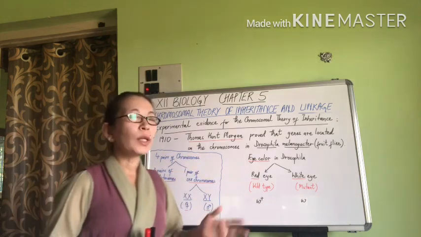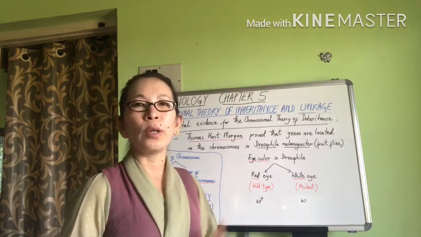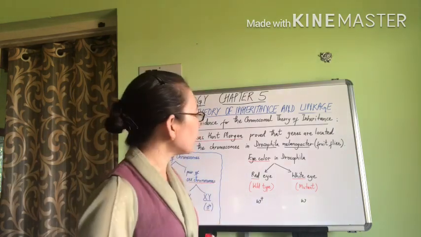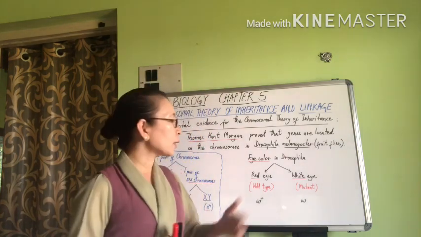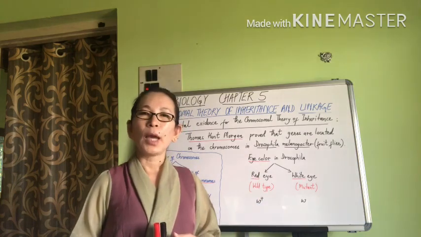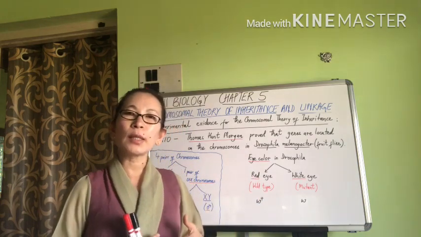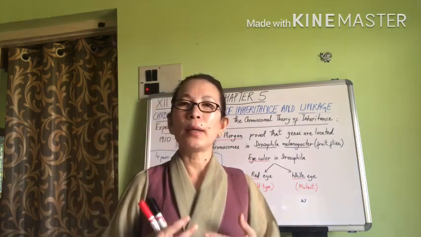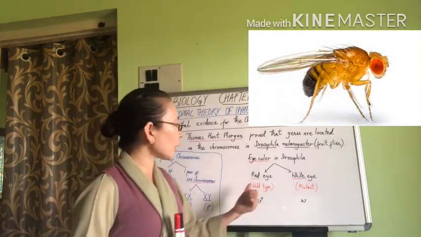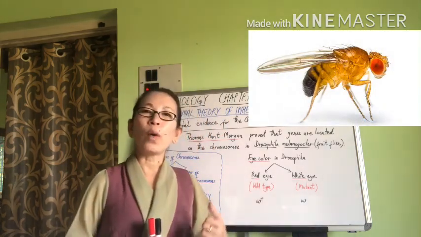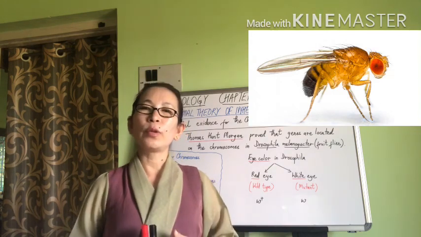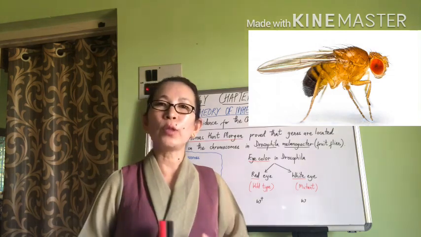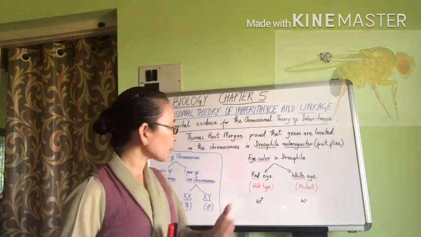Now, while doing his genetic studies on Drosophila, Morgan realized that most of the flies had red eye coloration. Because red eye color is the common eye color in the population, such eye color is referred to as wild type eye color. So wild type refers to the normal phenotype or the common phenotype in a population.